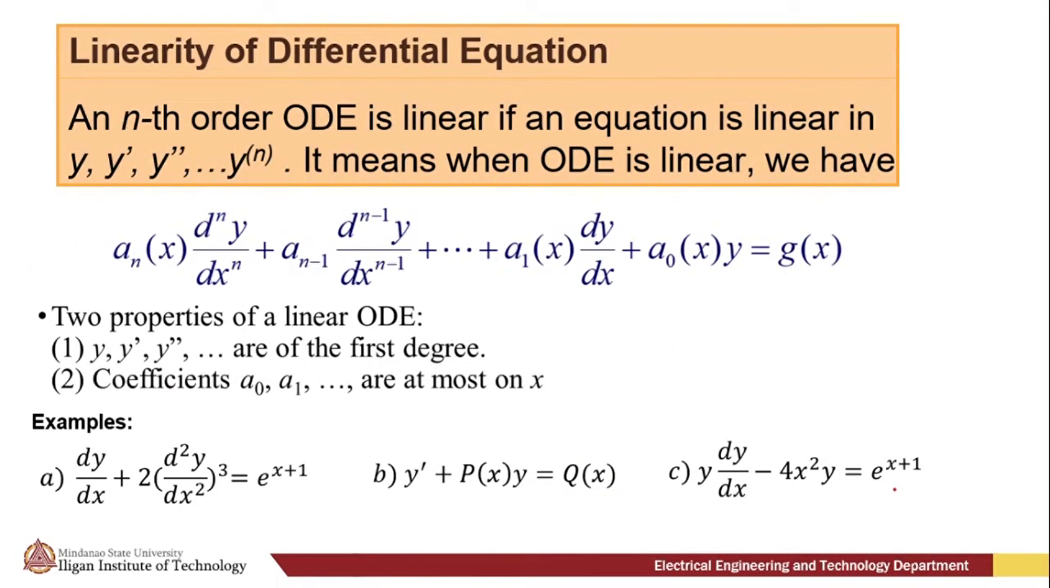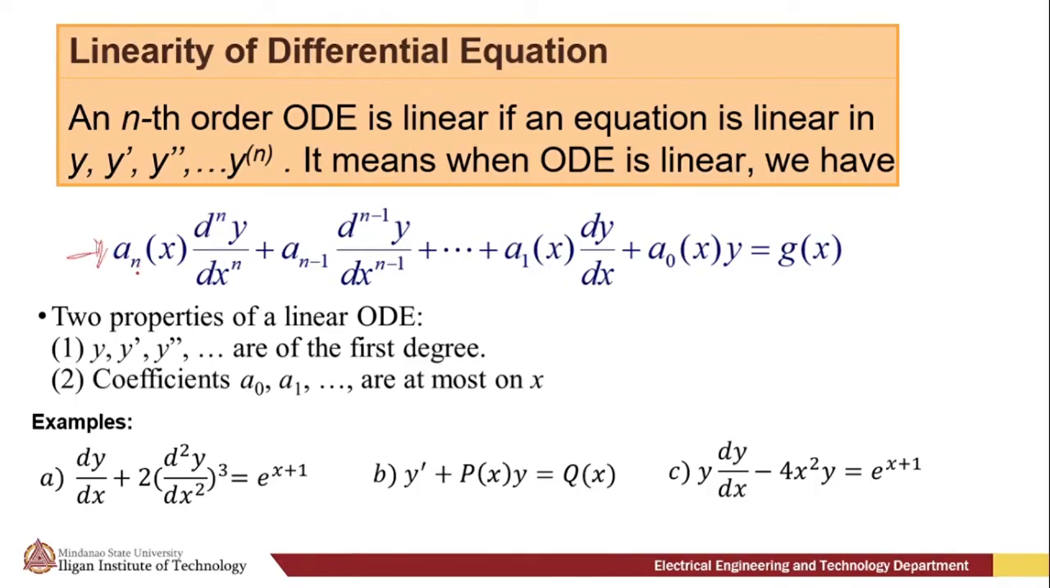Now for linearity of a differential equation. A given nth order ordinary differential equation is linear if the equation is linear in our dependent variable y and its derivatives. So we have y, y prime, y double prime, up to the nth derivative of our dependent variable y. It means that when the ordinary differential equation is linear, we have this expanded form of our differential equation.